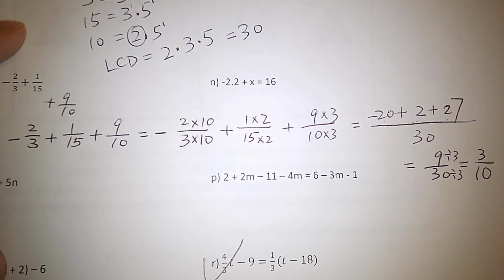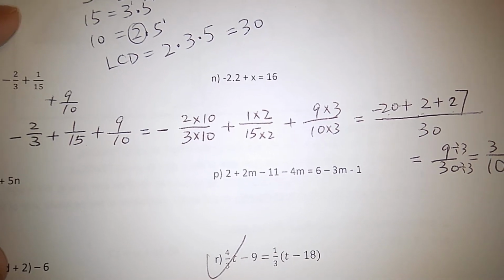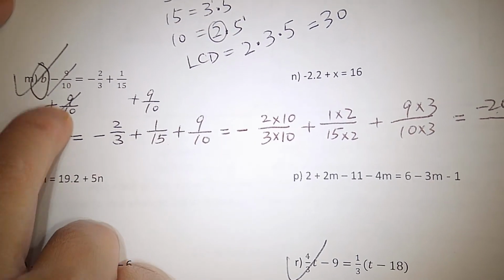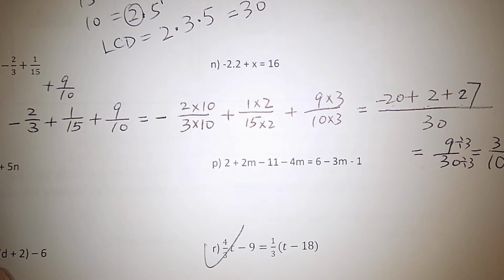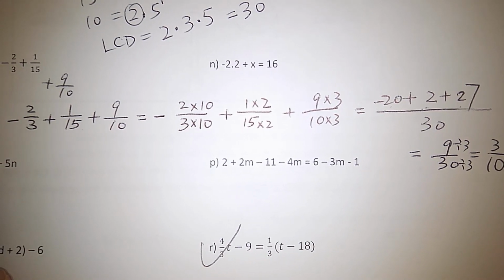Right? It looks very fancy, this question, but when we isolate the B, it's just one step, right? Just adding 9 out of 10 to both sides. Can we move on to the next question?